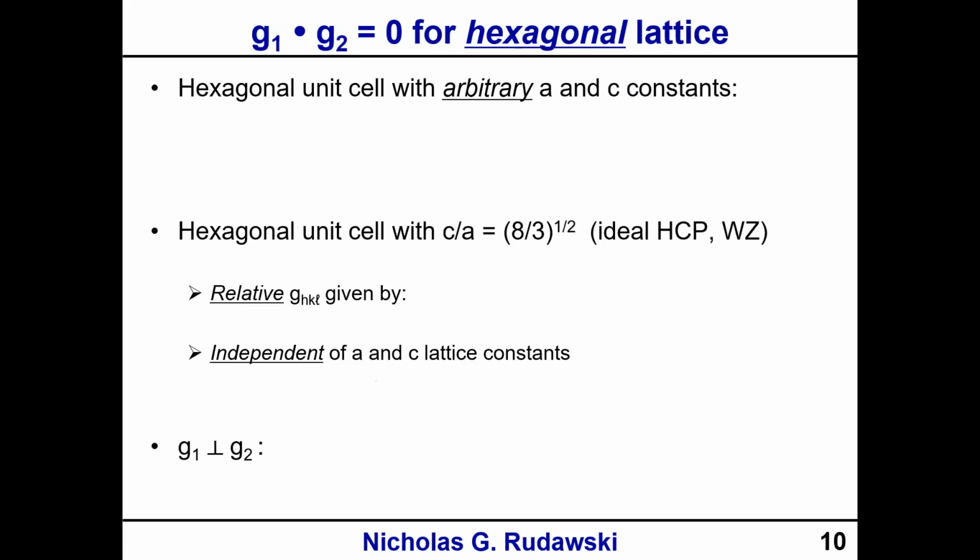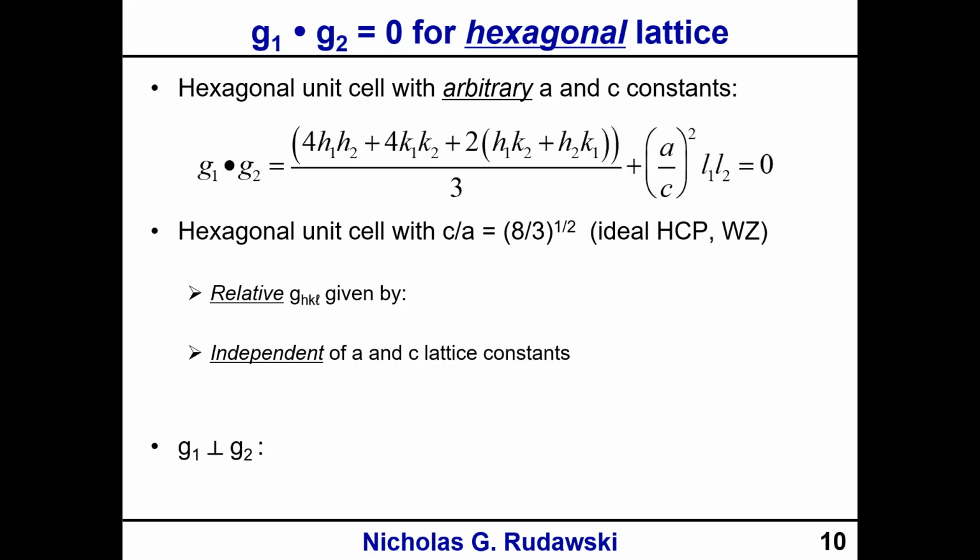Okay, so now we talked about when we're indexing the DP, we need to find an orthogonal G vector pair. So now we need to define a G dot G for a hexagonal lattice with arbitrary A and C constants. So if we do this, this is the equation that we get. This is our dot product for two HKL G vectors in a hexagonal lattice with A and C lattice constants.